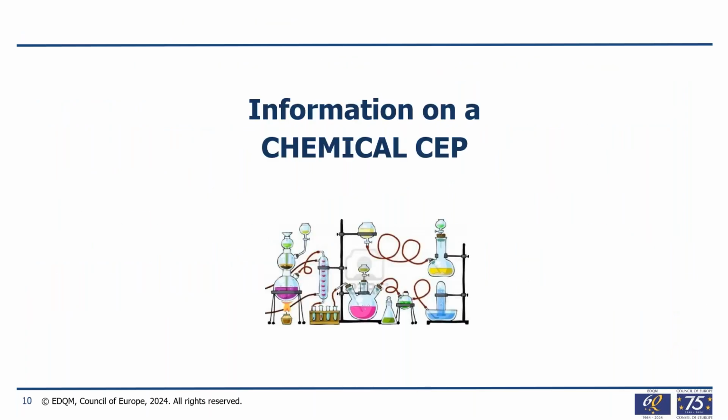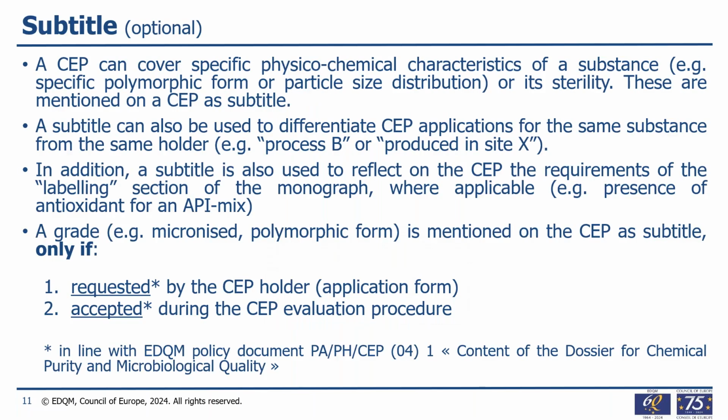Now we will see more specifically the information which is stated on different types of CEPs, and we will start with the chemical CEP. A CEP can cover specific physical-chemical characteristics of a substance, for example, a specific polymorphic form or particle size distribution, which are related to the substance, or it can also be done for sterility. These additional characteristics are covered by a subtitle, which is mentioned on the CEP. Subtitle is optional.